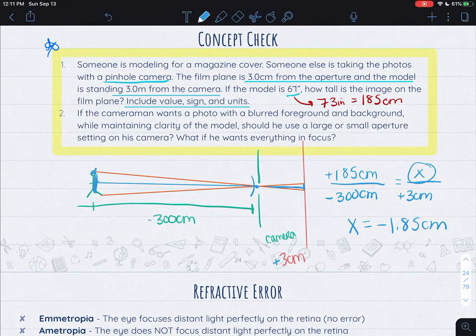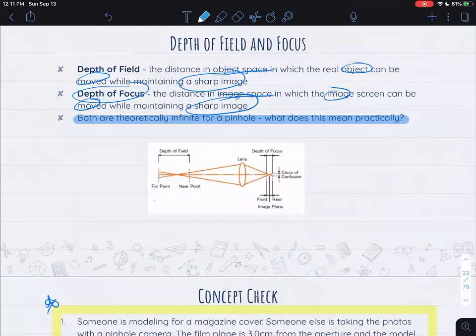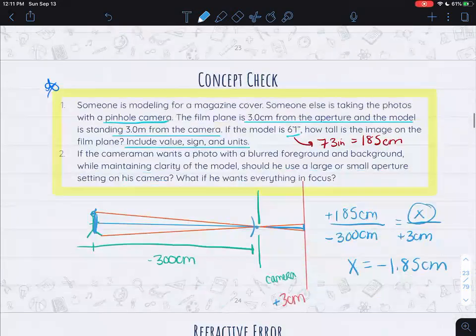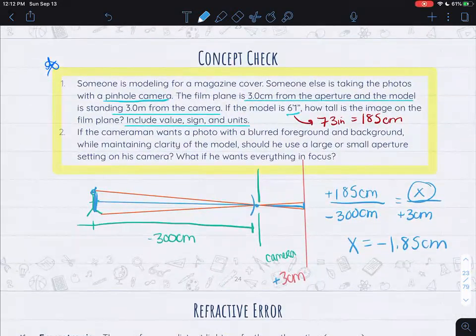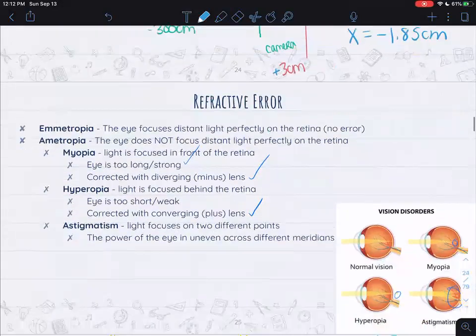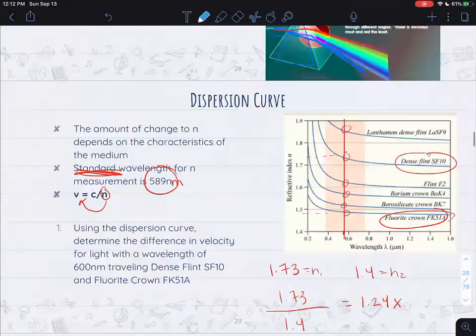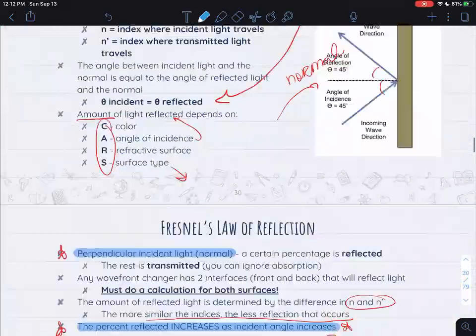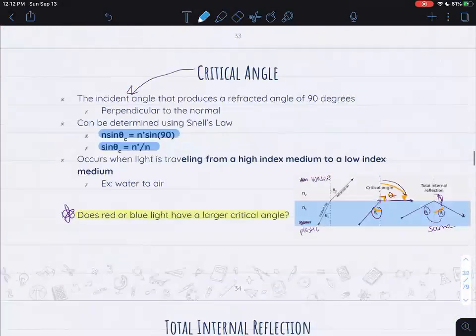And we know that for a pinhole, the depth of field and depth of focus are theoretically infinite, which means that everything is going to be clear all the time, no matter where you move it, if you're using a pinhole camera. So in that case, you can't have smaller than a pinhole. So if he wants to have a blurred foreground and blurred background, then you would have to use a larger aperture. Okay. So I'm going to move on to the other problem that I skipped somewhere.